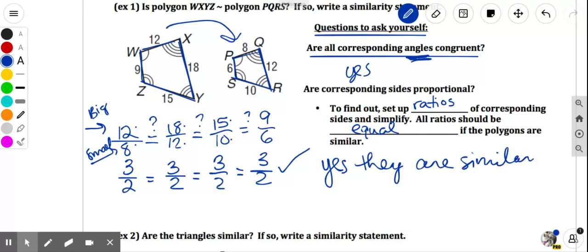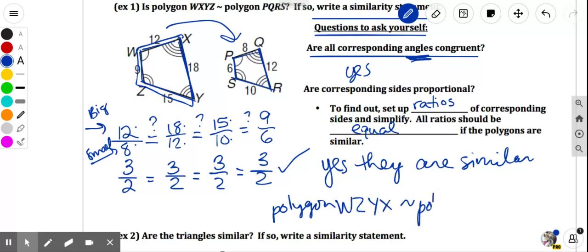Okay, and then it also asked to write a similarity statement. So we could say polygon or quadrilateral, whatever. Say I did WX, or let's go 1, 2, 3, 4: WZYX is similar to polygon PSRQ. The order doesn't really matter as long as you match up the right ones, just like with congruency. Okay, so there's your first example.